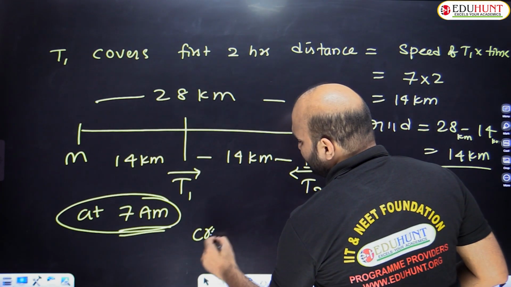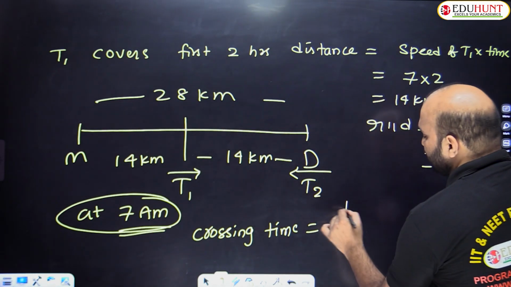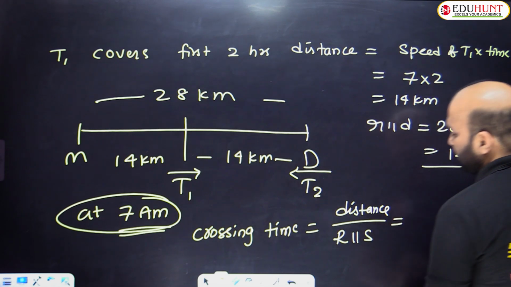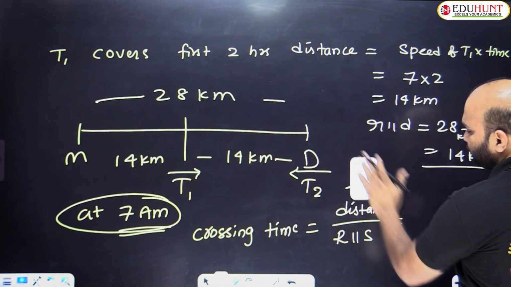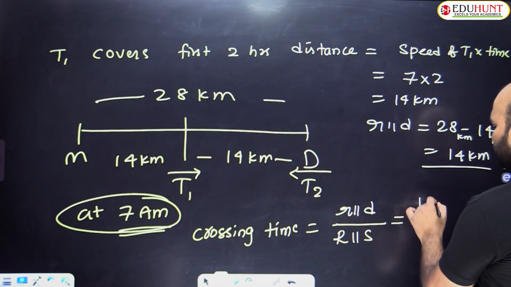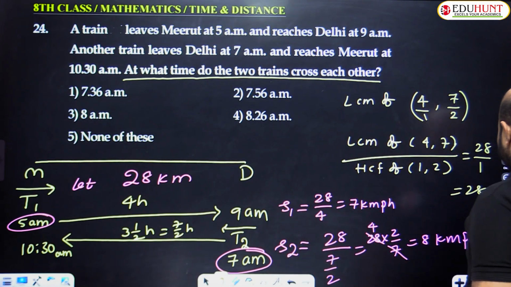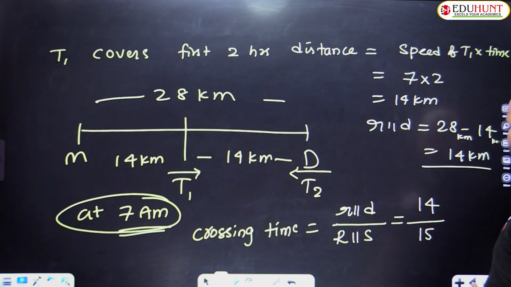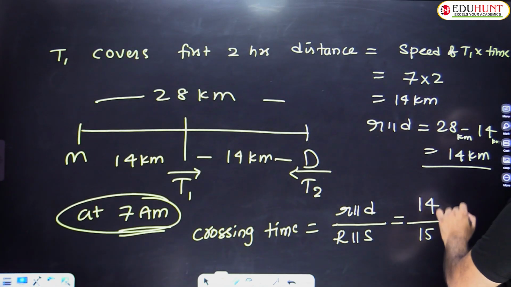But the question I am asking is the crossing time. Crossing time is nothing but distance by relative speed. Here the distance is the remaining distance, 14 kilometers. Relative speed is the sum of their speeds. T1 speed is 7 km, T2 speed is 8. What is the sum of their speeds? 15 km per hour, because if two trains are moving in opposite directions, the relative speed equals the sum of their speeds, 7 plus 8.